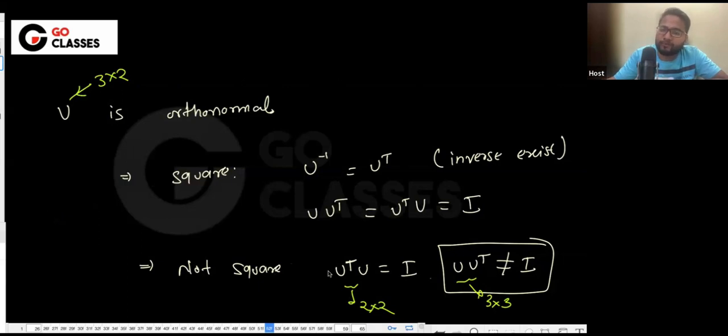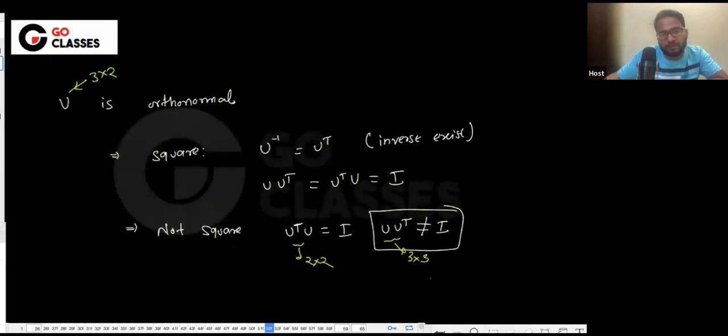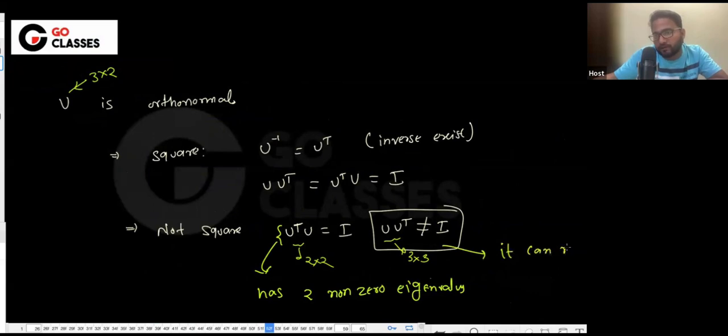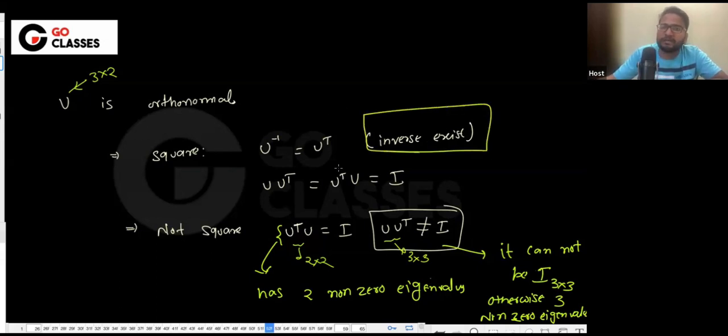Do you remember that the nonzero eigenvalues of AB and BA must be the same? So the eigenvalues of this are only two non-zeros, right? If this is also identity, then there will be three non-zero eigenvalues. Is this possible? This has two non-zero eigenvalues, so it cannot be identity 3 cross 3. Otherwise, three non-zero eigenvalues, which is not possible. So if it is a square matrix, then the inverse exists, and it is the same.